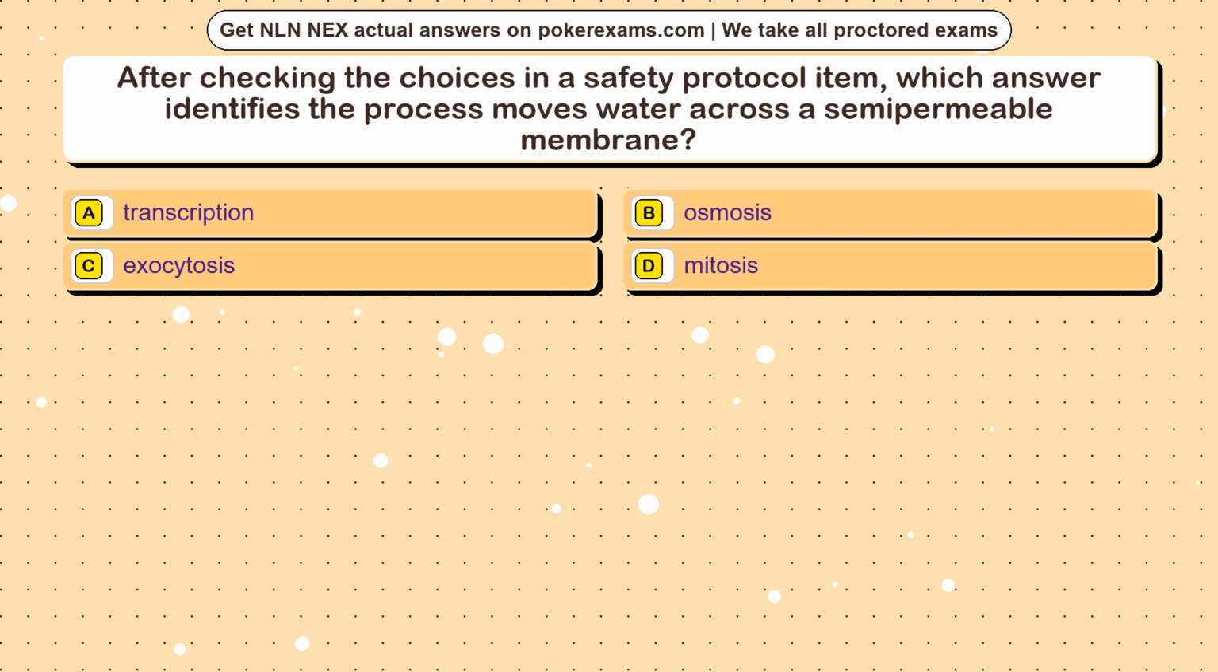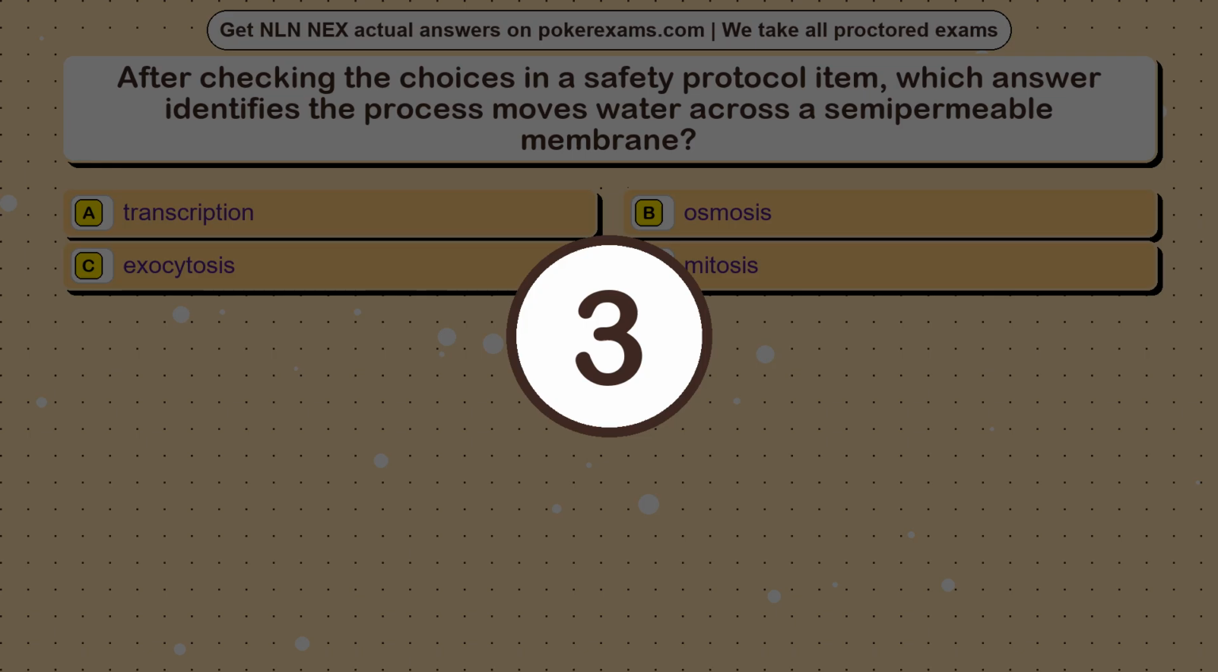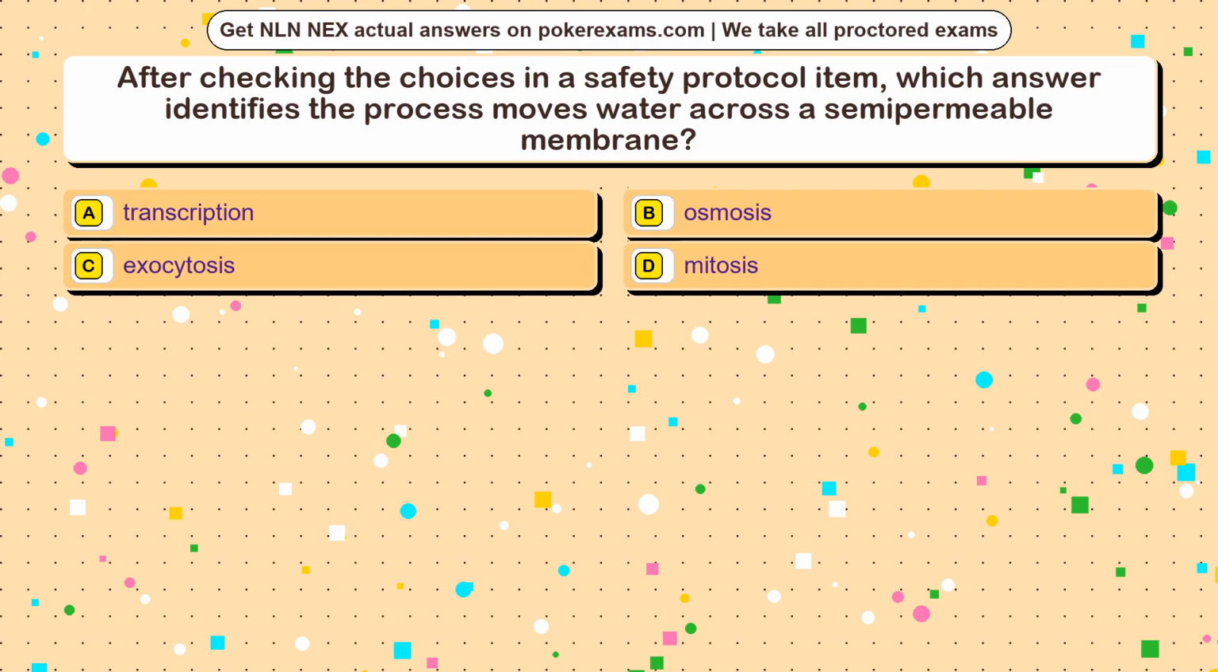Question 3. After checking the choices in a safety protocol item, which answer identifies the process that moves water across a semi-permeable membrane? Option A, transcription. Option B, osmosis. Option C, exocytosis. Option D, mitosis. The correct answer is option.